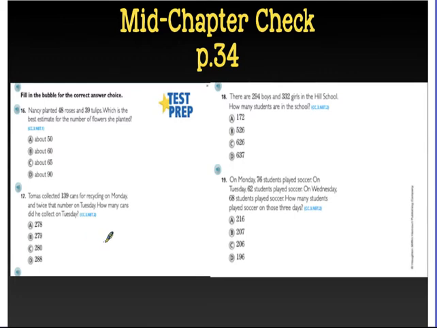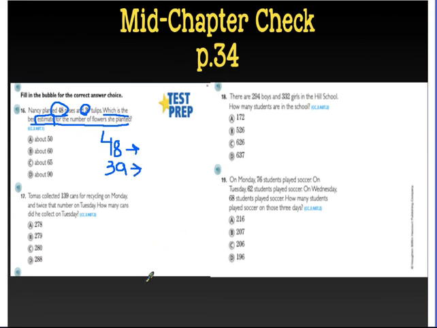On page 34, you are going to read the word problems and color in the correct bubble. Now remember, we started working on that this week where we read it. Nancy planted 48 roses and 39 tulips, which is the best estimate for the number of flowers she planted. So I'm going to circle my numbers, 48, 39. I'm going to underline my question, and it says the best estimate for the number of flowers. Well, if I have 48 and 39, and I have to estimate that to find the sum.